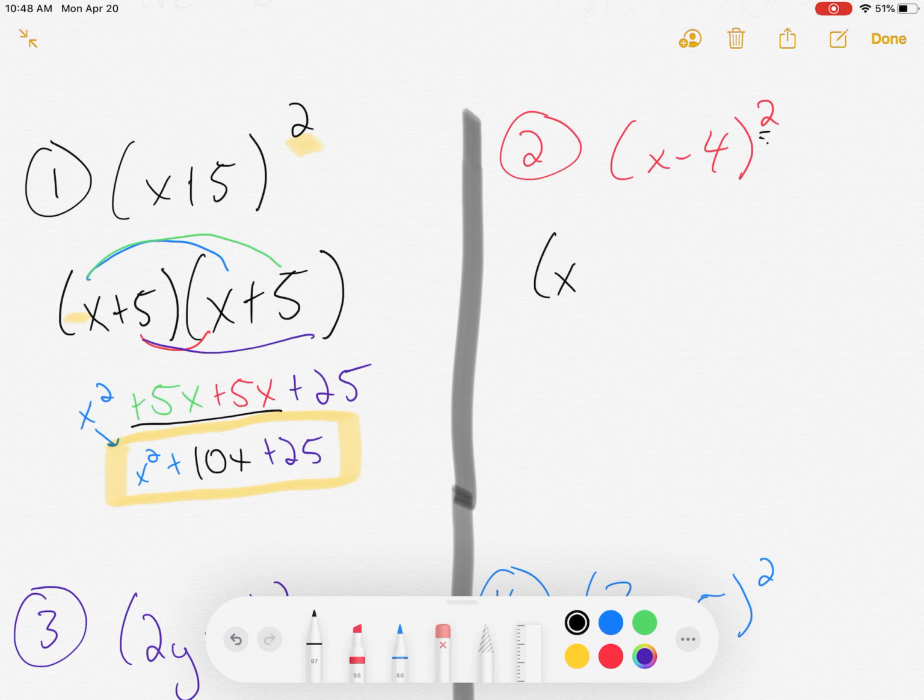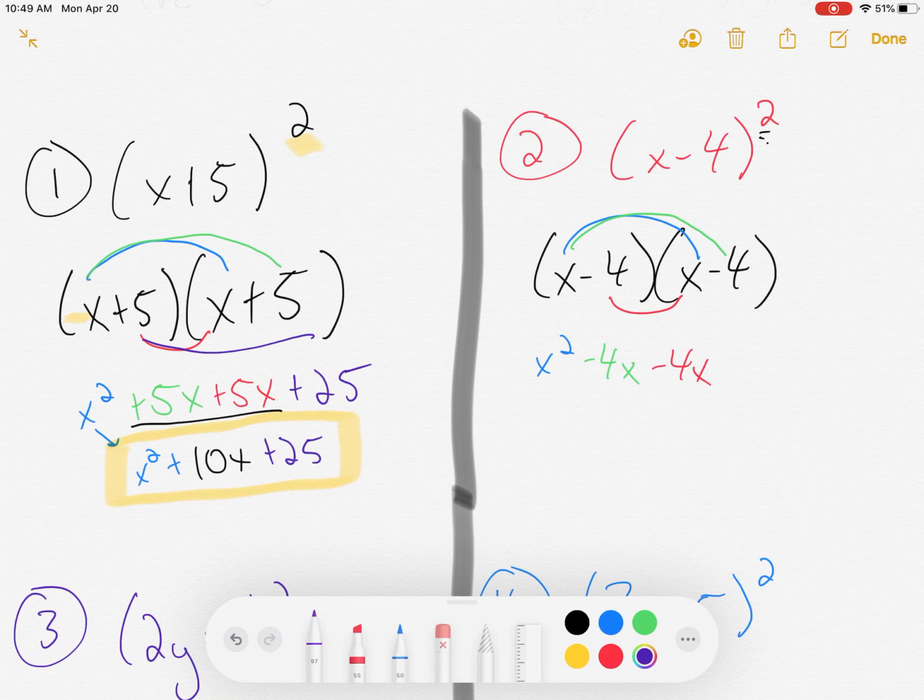Okay, the first step, again, is to understand that this square tells you that there's 2 of the terms. So this is x minus 4 times x minus 4. Now we're just going to go through and FOIL this. F stands for first. X times x, x squared. X times negative 4 is minus 4x. Negative 4 times x on the inside is negative 4x. Last but not least, negative 4 times negative 4 is plus 16.